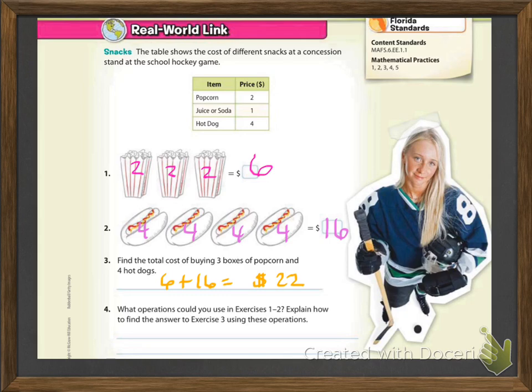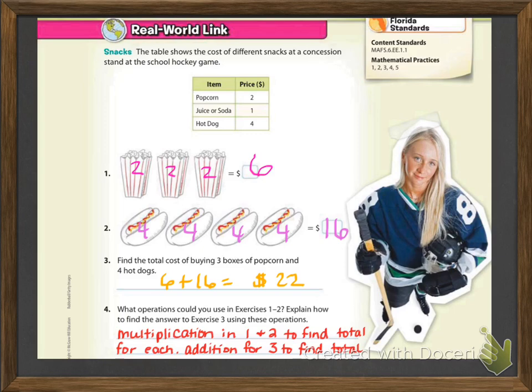So now you should have that we are going to spend $22 on the 3 buckets of popcorn and 4 hot dogs. Then it says, what operation could you use in exercises 1 and 2? And explain how to find the answer to exercise 3. So basically, you're going to use multiplication in 1 and 2 to find the total for each. So what we mean by that is we'll multiply the cost of each popcorn bin by 3 bins. So that's how we got the 6. And then we're going to use addition for number 3 to be able to find the total. So that's where we add the 6 plus the 16. Pretty simple.